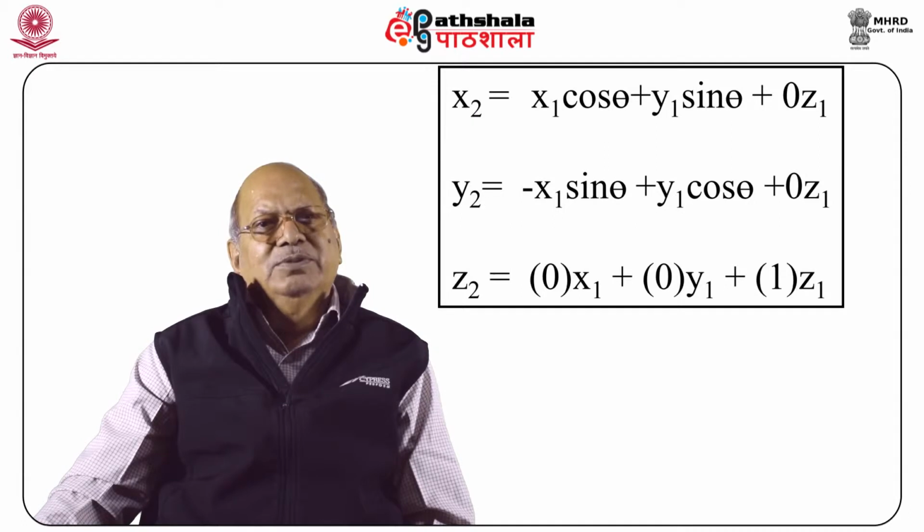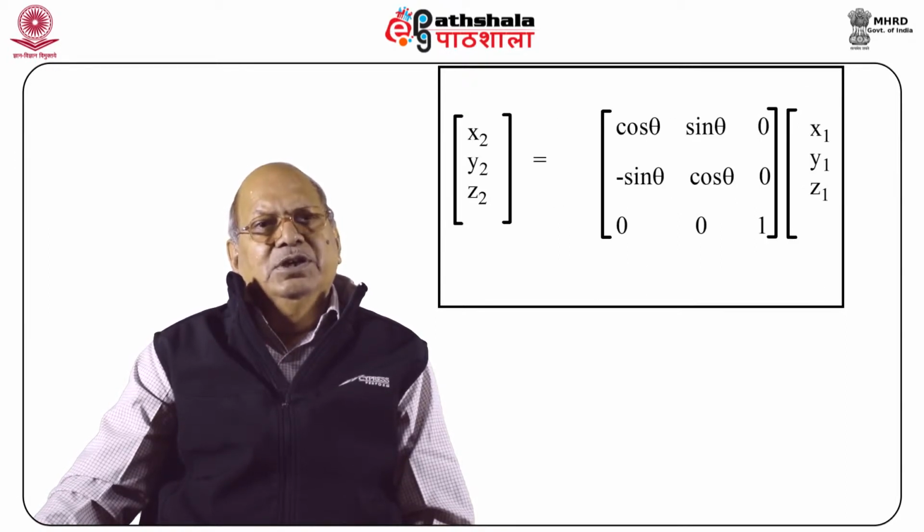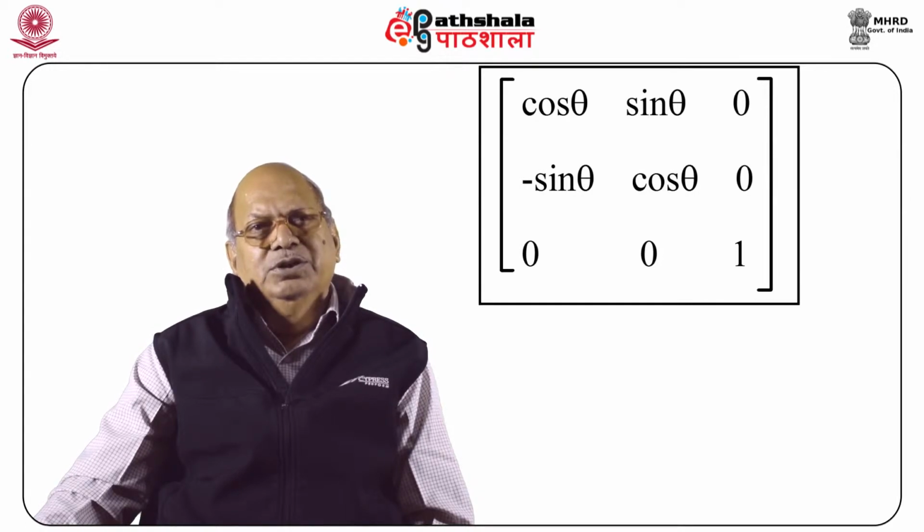x2 is equal to x1 cos theta plus y1 sin theta plus 0 z1, y2 is equal to minus x1 sin theta plus y1 cos theta plus 0 z1, z2 is equal to 0 x1 plus 0 y1 plus 1 z1. Or we say the new coordinates x2, y2, z2 are equal to the matrix corresponding to Cn rotation, that is cos theta, sin theta, 0; minus sin theta, cos theta, 0; 0, 0, 1.